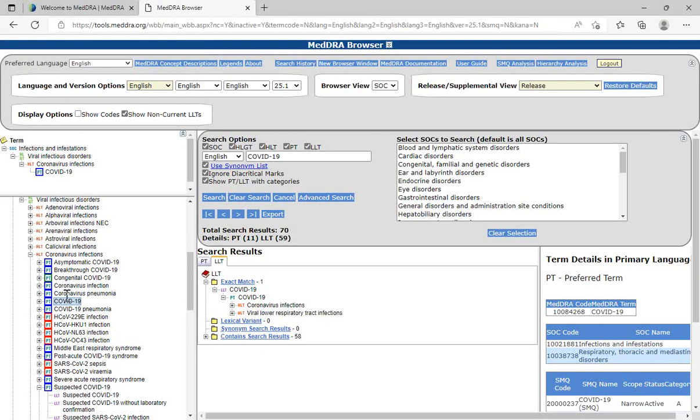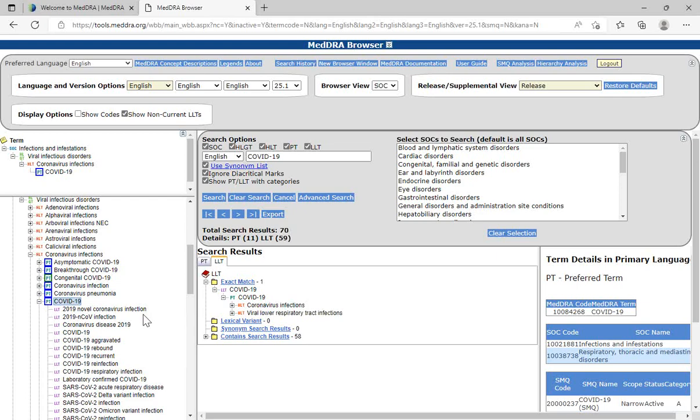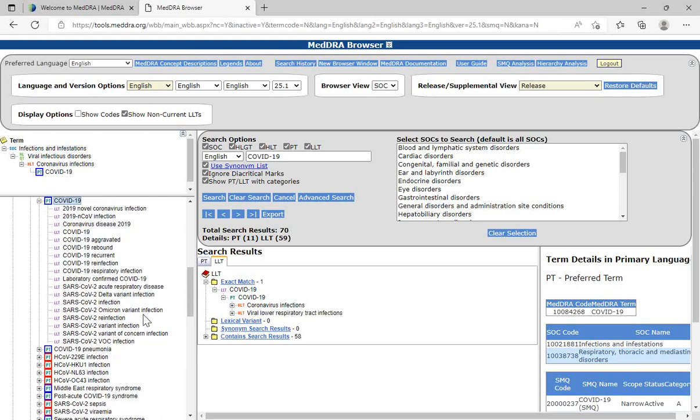At this moment, I'm curious to see all the various LLTs under this particular PT. So I click on the plus sign, and it opens up and shows me all the LLTs housed under that particular PT, and I can choose the best one. In our scenario, we didn't find the most accurate one under PT COVID-19. Instead, we found it in another PT, suspected COVID-19.